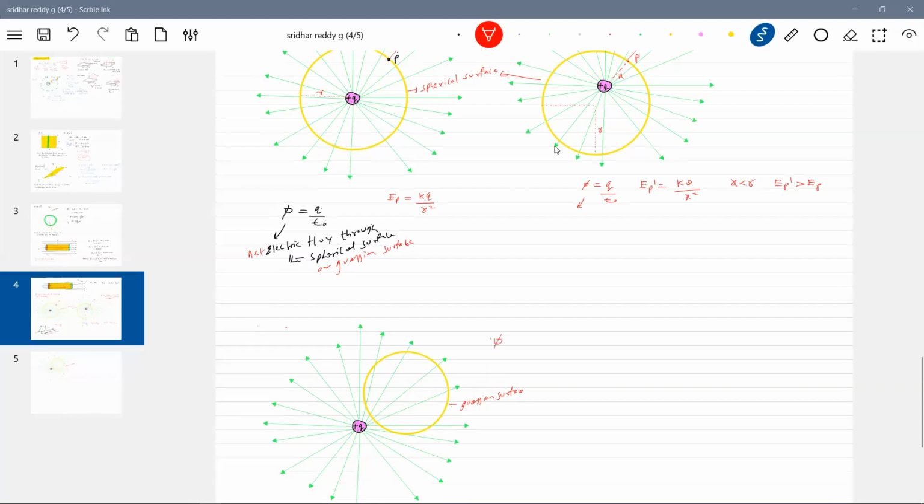So now what we can write? How many lines of force are entering? Those many are leaving. So definitely the net flux. Now I'll change the surface from a Gaussian spherical surface to any arbitrary shape. Then also, irrespective of that, how many lines of force are entering? Those many are leaving.